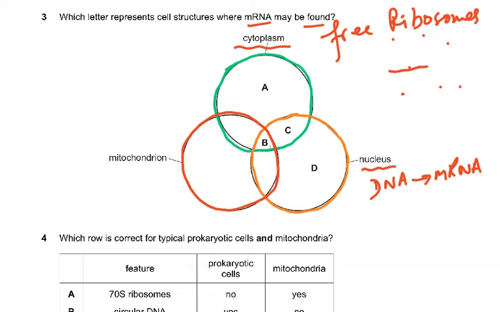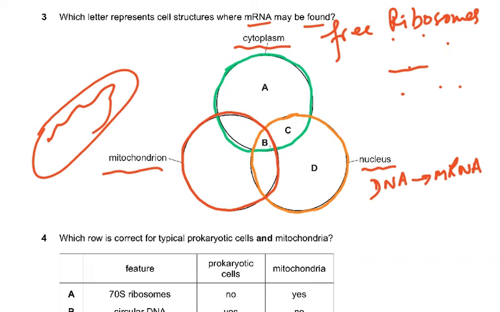And then of course, if you look at the mitochondrion, why would there be mRNA there? Because in the mitochondrion, if you remember, there is a loop of DNA that is free, and there are 70S ribosomes, so mRNA would also be there. So here also, and here also. That is why the answer is B, for the reason which I have just explained to you.